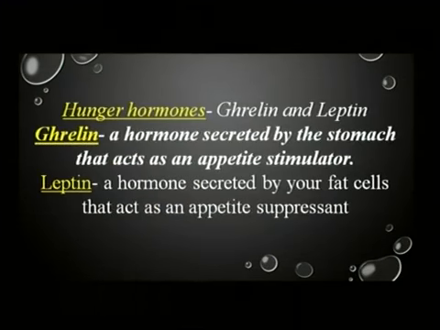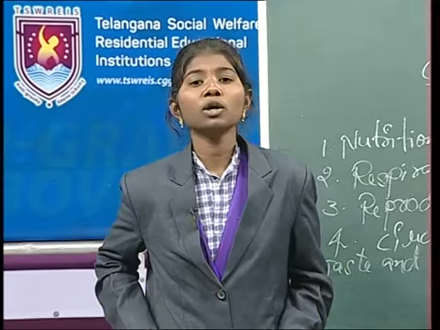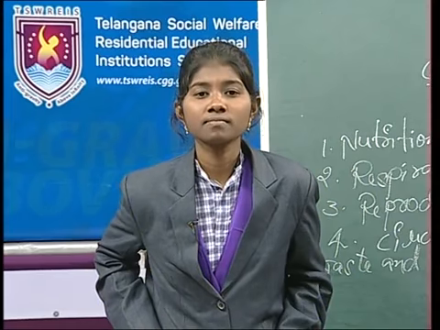So what are hunger hormones? The hunger hormones are two: ghrelin and leptin. Ghrelin is a hormone secreted by the stomach that acts as an appetite stimulator. So leptin.